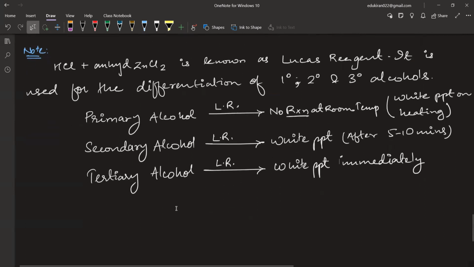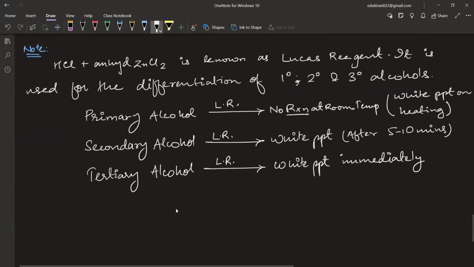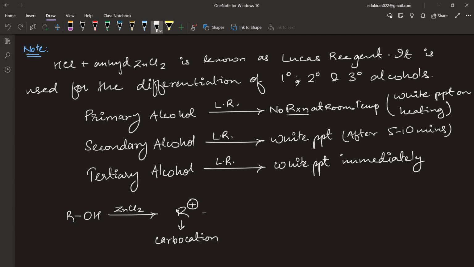Now let me tell you what happens exactly. When you react ROH, please listen all of you, with ZnCl2, this ZnCl2 abstracts the OH and you get a carbocation, that is R+. And after this R+ reacts with the Cl negative coming from HCl. As you can see, this positive-negative reaction is going to be very fast. RCl formation, that means carbocation and Cl negative, will react very fast.